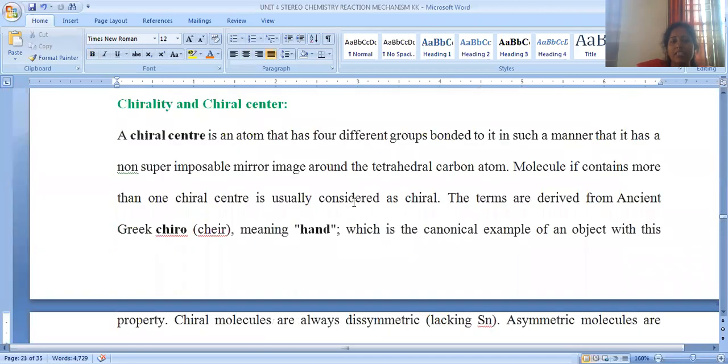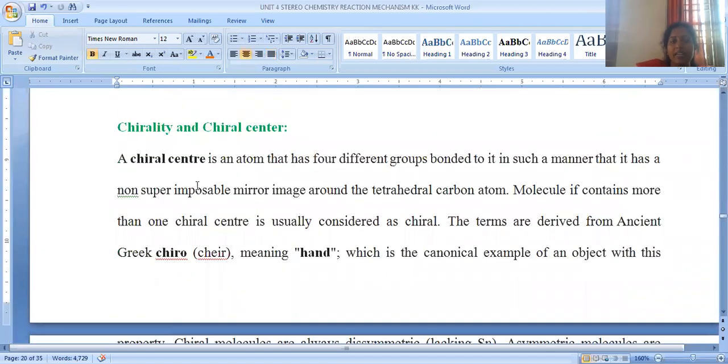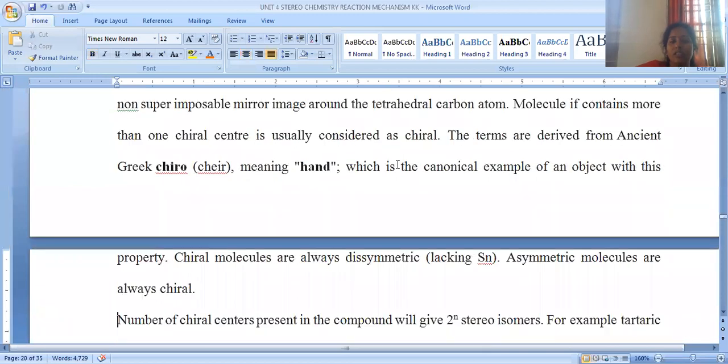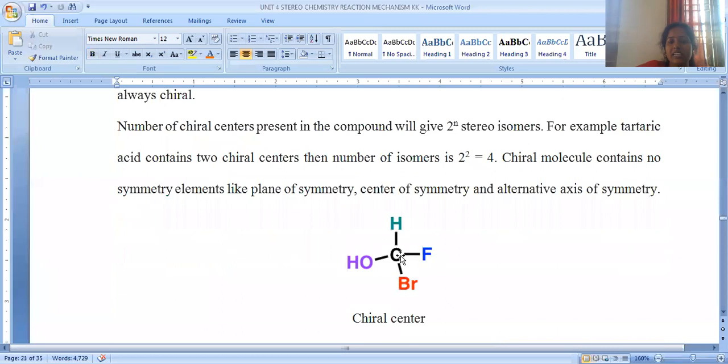Next, yesterday we discussed what is meant by chirality and what is a chiral center. The compulsory condition in order to exhibit optical activity is that the molecule should be chiral and should possess a chiral center. What is a chiral center? If carbon contains 4 different functional groups around it, that is called a chiral center. This is the carbon. We have hydrogen, fluorine, bromine, hydroxy. 4 different groups are there. Hence, we can say this is the best example for a chiral center.